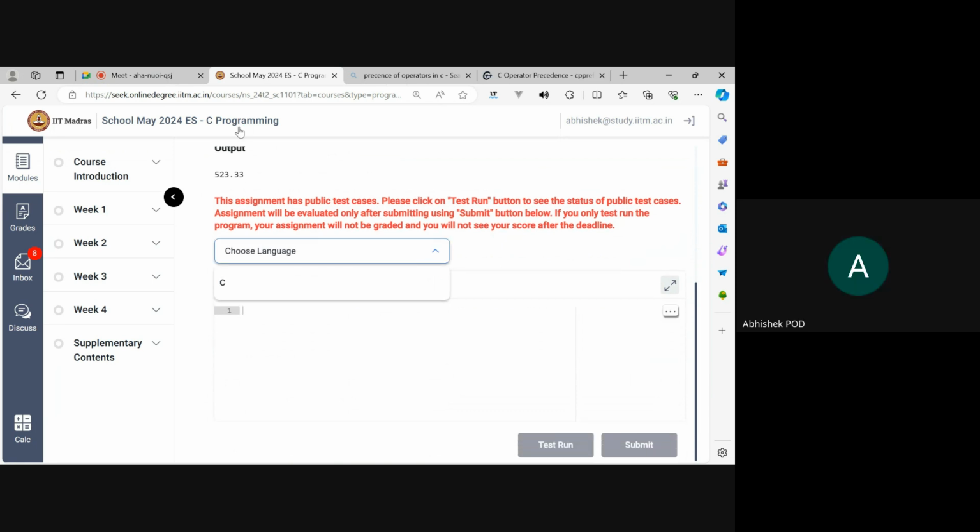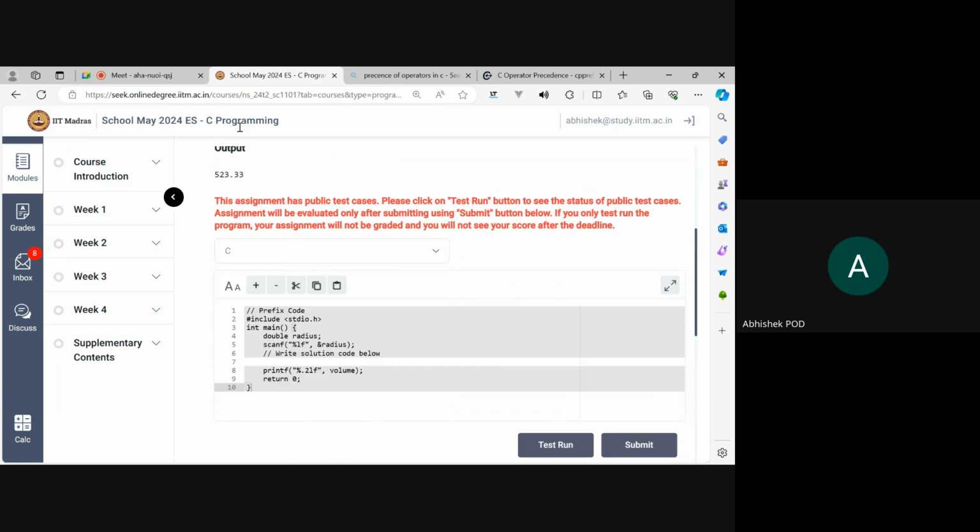Firstly, you have to select the language C here. As soon as you select C here, you will get this template code, and you just have to fill in this empty line, this blank line here. That's it. You have to select the C option from the dropdown. Once you do that, you cannot write on this grayed out area. You can only write in this white area. Okay, sir, understood.